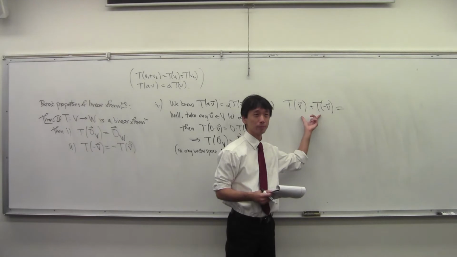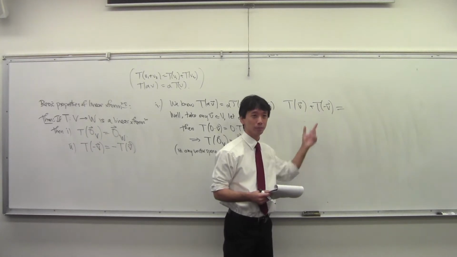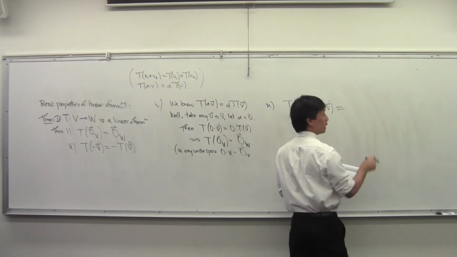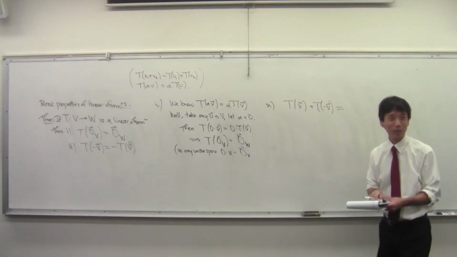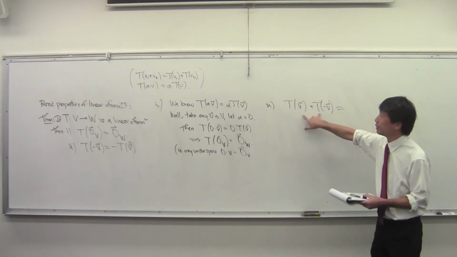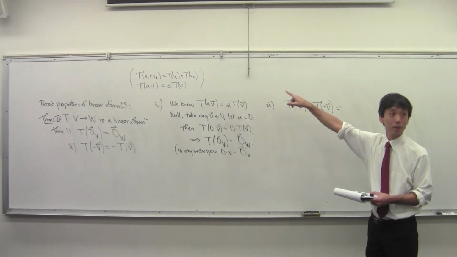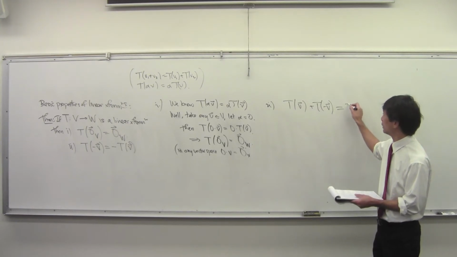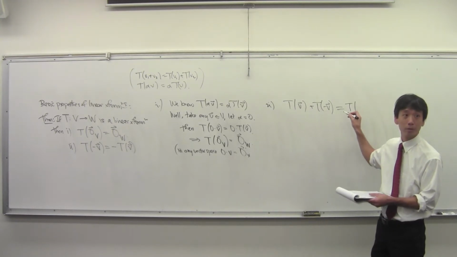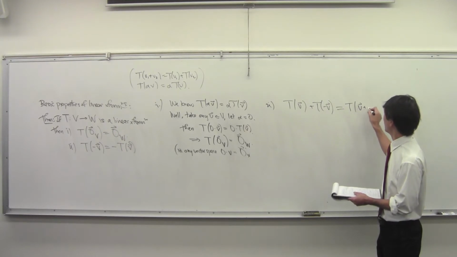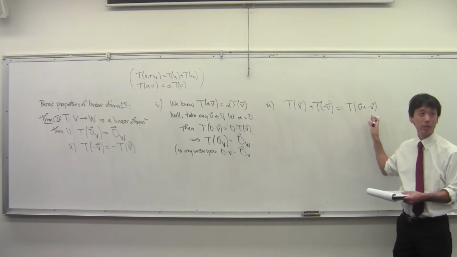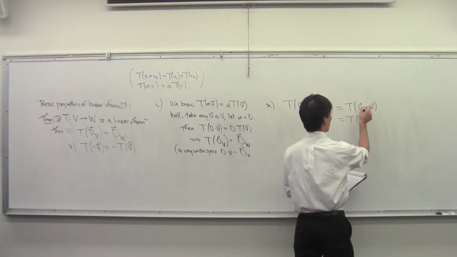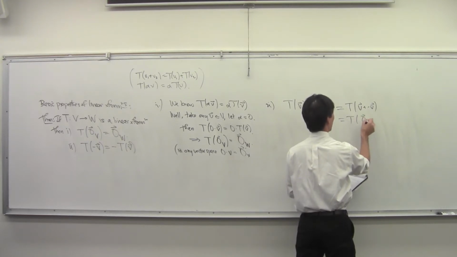What? Well, so we're saying it's going to be 0, but we have to get to 0. So let's use property number 1. Property 1: T of v plus T of negative v is equal to T of v plus negative v, v plus its additive inverse. Well, v plus its additive inverse is the 0 vector.